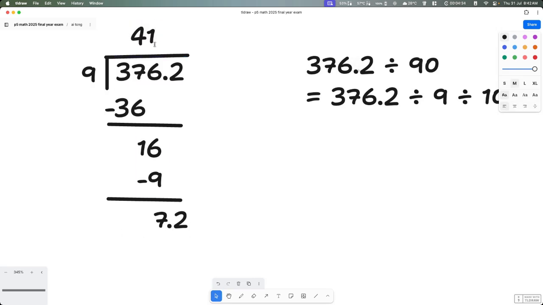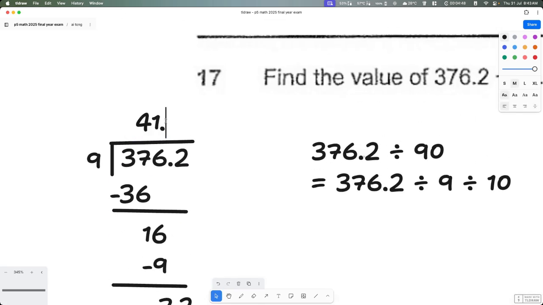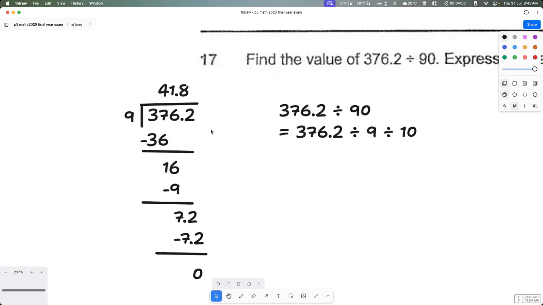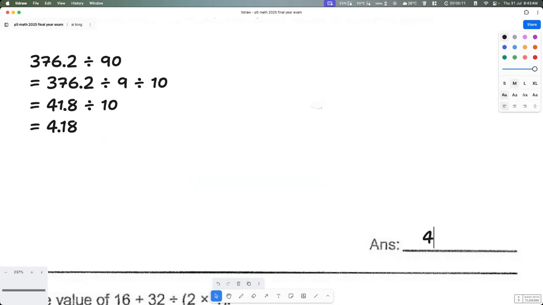So that means this is a decimal number already. So then we minus 72 as well, or 7.2. 7.2, and this will give us 0. Pretty straightforward in this case. So 7.2 is actually 8, right? So what would this give us? This will give us 41.8, but we also divide it by 10 in this case, and this will just give us 4.18, and that's it. So the answer to this question is 4.18.